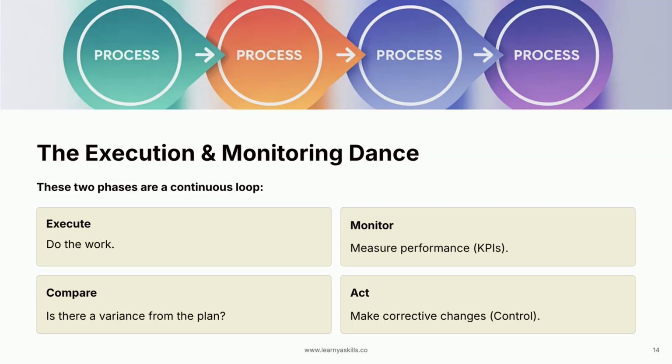It is critical to understand that these two phases are a continuous loop, a dance. It works like this. First, you execute the work according to the plan. Second, you monitor by measuring key performance indicators. Are we on schedule? Are we on budget? Third, you compare that performance to the plan. Is there a variance? And fourth, you act. If there's a variance, you make a corrective change to get back on track. This is the control. Then you loop right back to executing the work. This dance is the engine of project management.